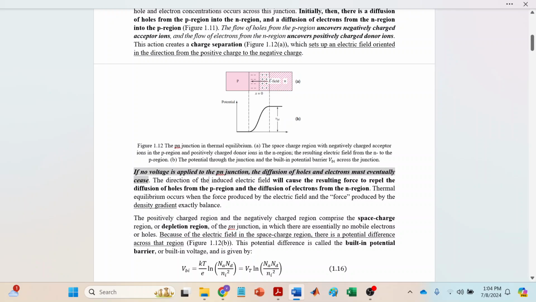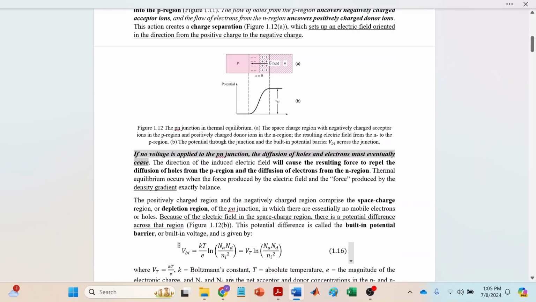The positively charged region and the negatively charged region comprise the space charge region. So this region here is called the space charge region or the depletion region of the pn junction. In this region, there are essentially no mobile electrons or holes. And because of this electric field in the space charge region, a potential difference is present, and this potential difference is called the built-in potential barrier or the built-in voltage.